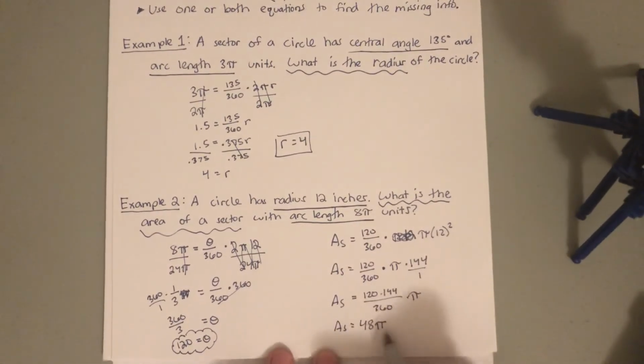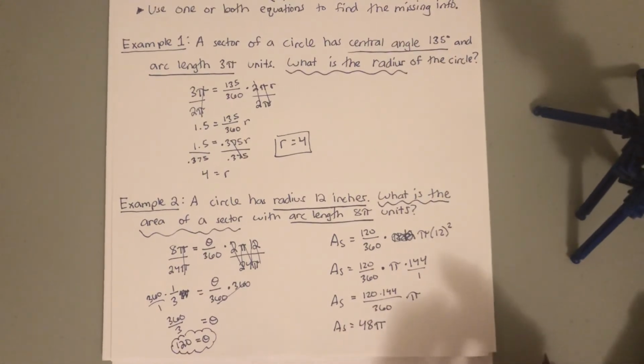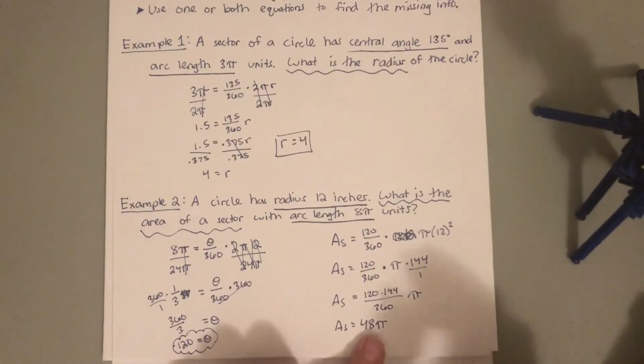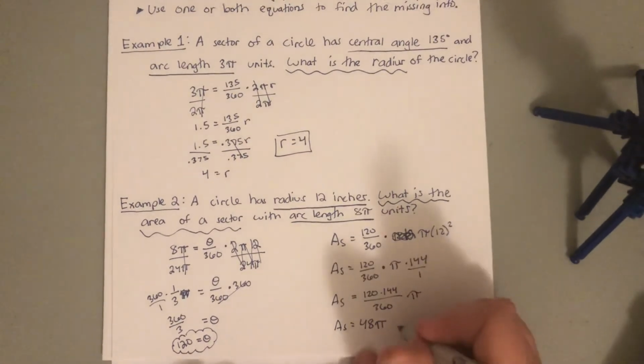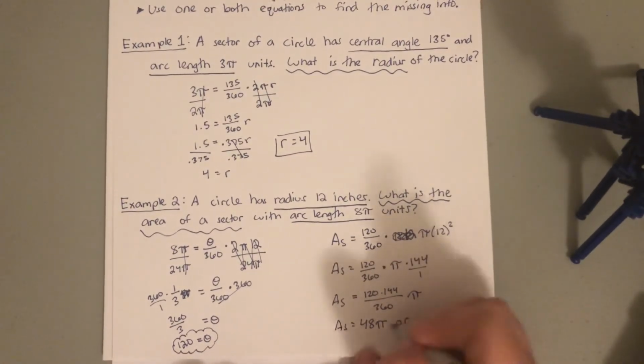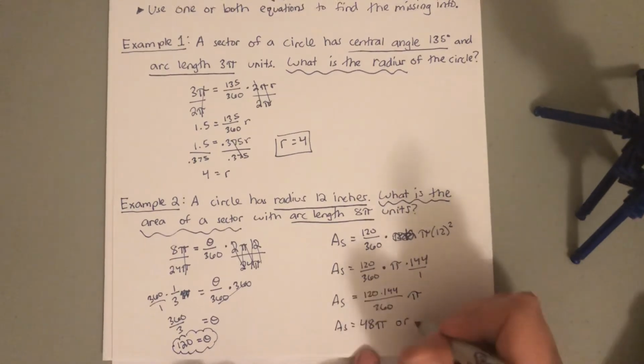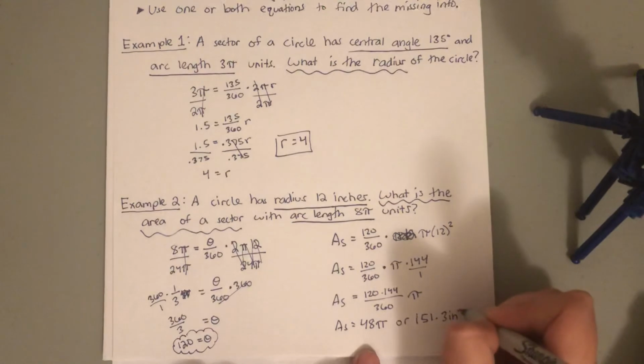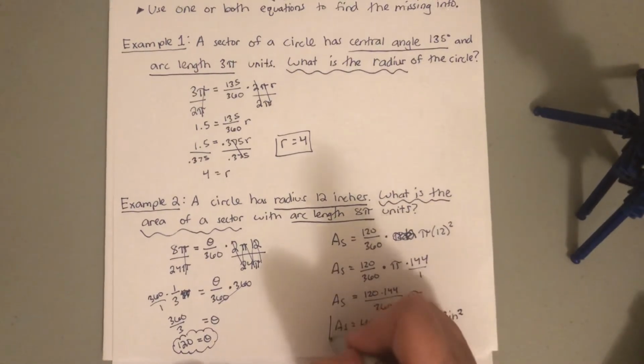We could leave it just like that. That's the most accurate answer. Or we could do 48 times 3.1415 and actually see what that is as just a number. So if you do that, 48 multiplied by pi gives you 151.3 rounded, inches squared.